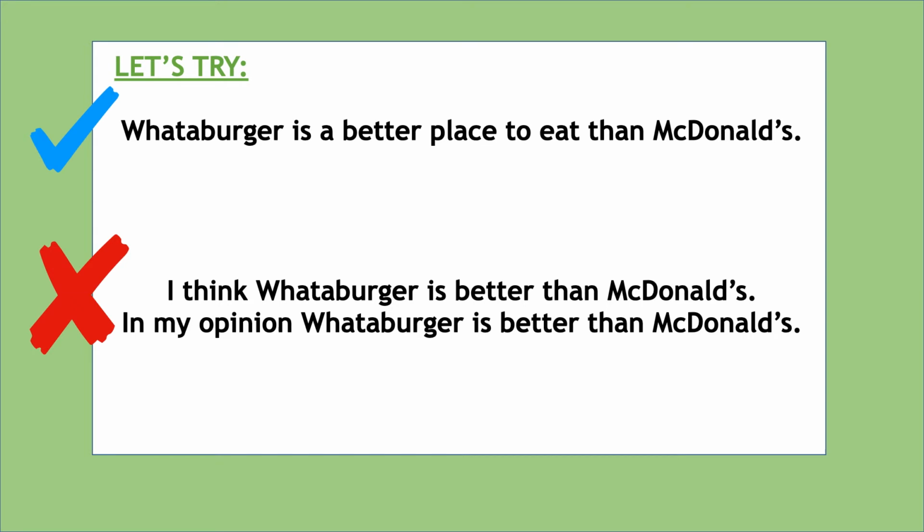Your claim sentence should be some kind of declaration like this: Whataburger is a better place to eat than McDonald's. If you wrote the words I think or I believe or in my opinion, go ahead and just X out those words so that you don't have them in your sentence. So if you wrote I think Whataburger is better than McDonald's, take away the I think and just make the statement Whataburger is better than McDonald's.